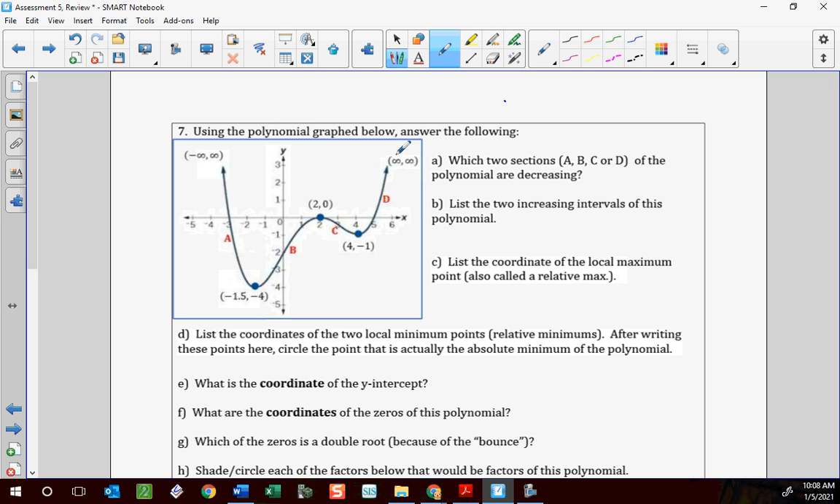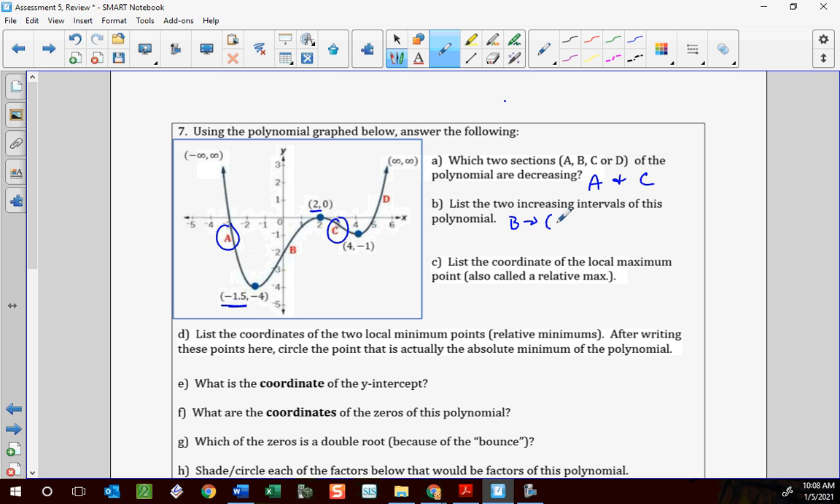And when you're doing this, notice how I started at the left. I went down, up, down, up. So these two right here, down, up, down, so those two are decreasing. So section A and C are decreasing. That's the 2 increasing intervals of this polynomial. So that's section B and D. So now I really want the answer. So remember B and D, remember you have to use the x values of these to name them.